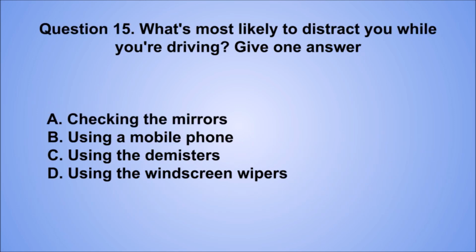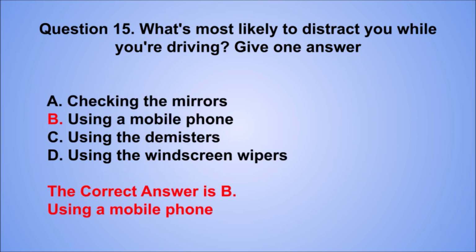Question 15. What's most likely to distract you while you're driving? Give one answer. A. Checking the mirrors. B. Using a mobile phone. C. Using the demisters. D. Using the windscreen wipers. The correct answer is B.